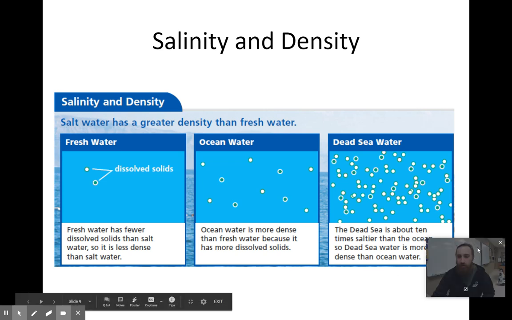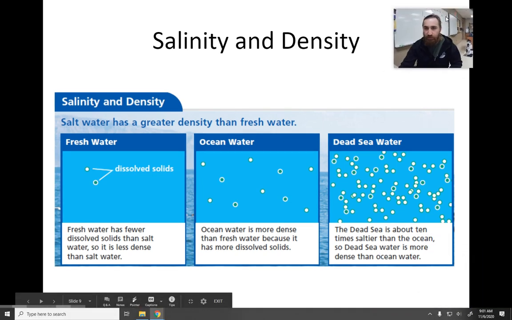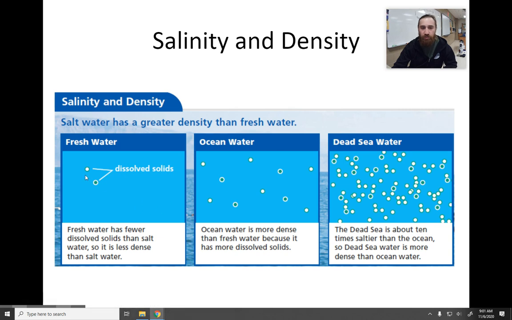Now, just to give you a visual representation of this, let me get my face out of the way. In fresh water, do we still have dissolved nutrients? Do we still have dissolved salts? Do we still have dissolved gases? Yes. If we look at fresh water, we have maybe 1 or 2 dissolved solids in this. Ocean water has a little bit more, and the Dead Sea has a lot more. The Dead Sea is super salty. It is more dense than ocean water. It's realistically the most dense liquid that we find naturally, besides some extreme circumstances. But Dead Sea water is relatively high in density and really high in salinity.